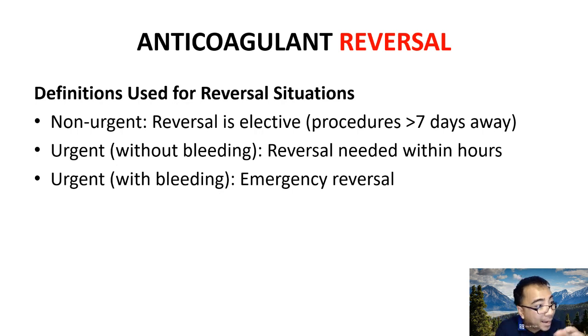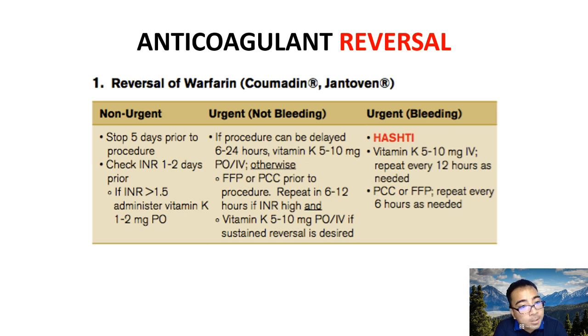Okay, may urgent naman tayo, meaning may signs na kailangan natin magbigay ng reversal agent. Let's say, for example, INR is greater than 3. Okay, pero there are no signs of bleeding. Right? So, this would require you to give the reversal agents within hours. Okay? So, kung non-urgent yan, usually greater than 7 days away. Pero pag urgent, class, meaning may signs of bleeding na, then emergency reversal agents must be given.